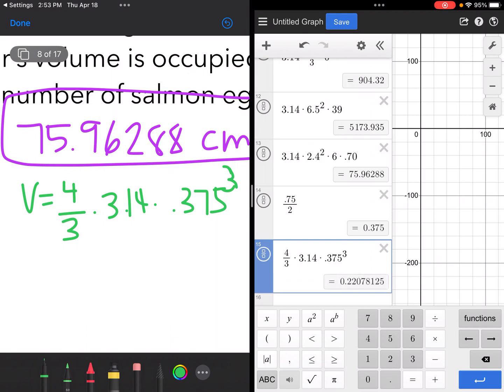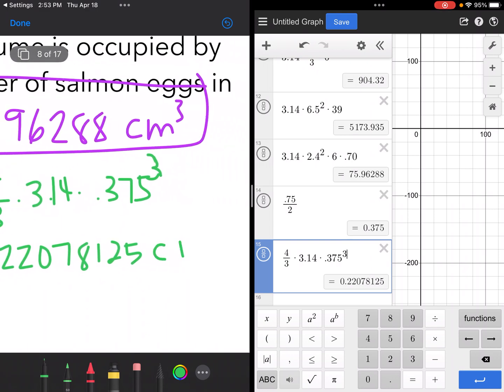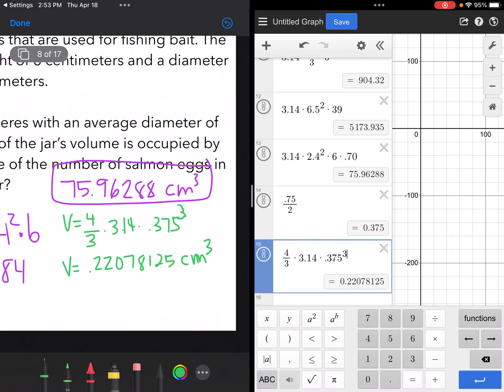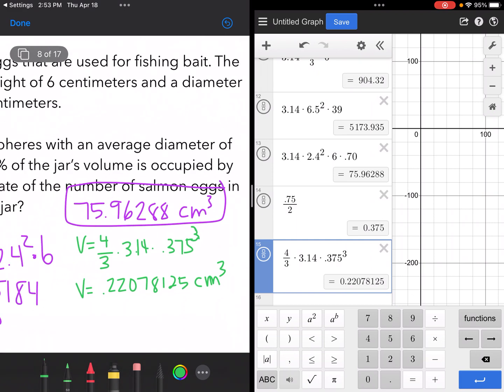So the volume for each egg is 0.22078125 centimeters cubed. So now I have to divide this into that. I have to see how much space it's going to take up. So I'm actually going to round my numbers to make it easier for me.